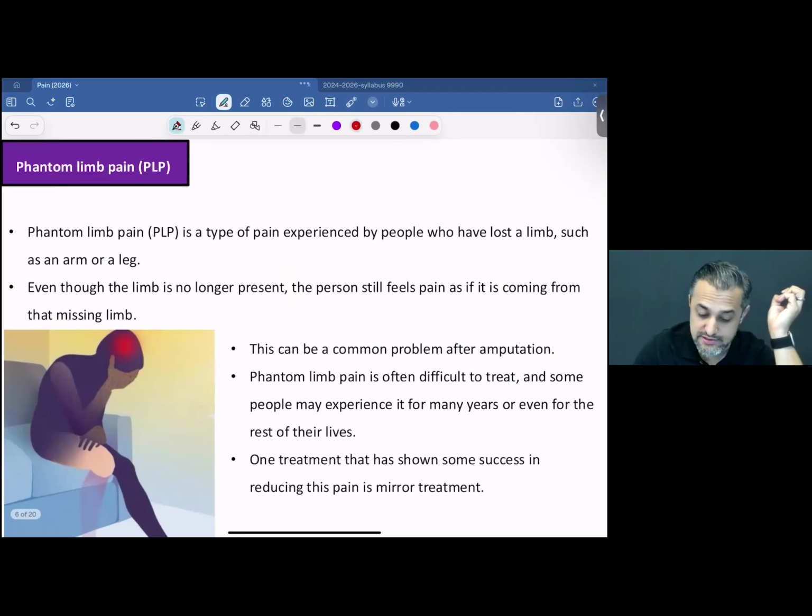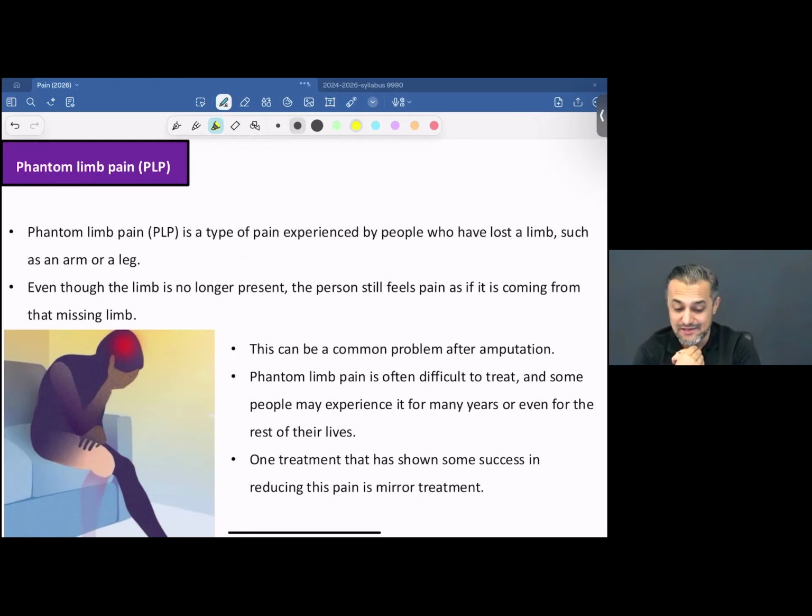Now, what is phantom limb pain? As we speak about phantom limb pain here, phantom limb pain is a type of pain that is experienced by people who have lost a limb, amputees, or people who, let's just say, encounter an accident, they lose a limb, they lose an arm, they lose a leg, and now they do not have that particular limb. Imagine someone not having a particular limb and still experiencing pain in that particular limb.